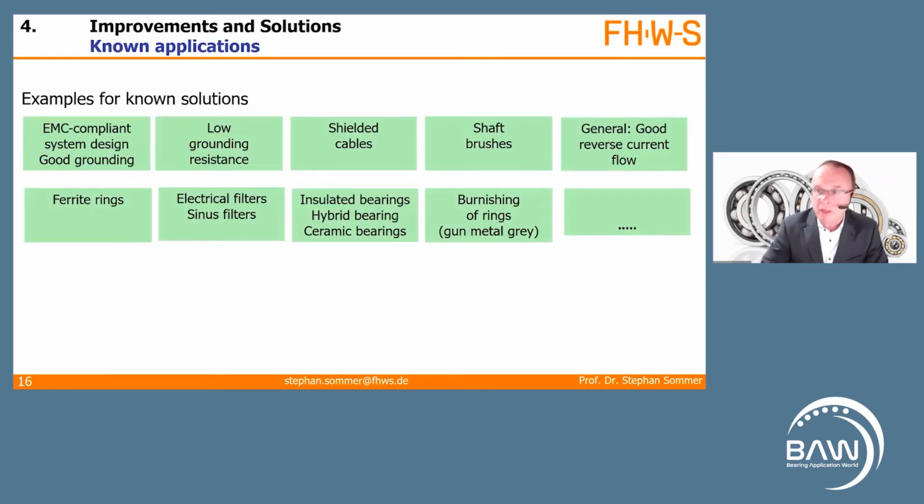Here are known applications. Examples for known solutions are EMC compliant system design, a good grounding, low grounding resistance, shielded cables, shaft brushes, or in general, a good reverse current flow. Ferrite rings, electrical filters like sine filters, and of course, insulated bearings, hybrid bearings, or full ceramic bearings are solutions, or burnished rings, gunmetal gray rings are a solution too. Let me start with these five here on top.